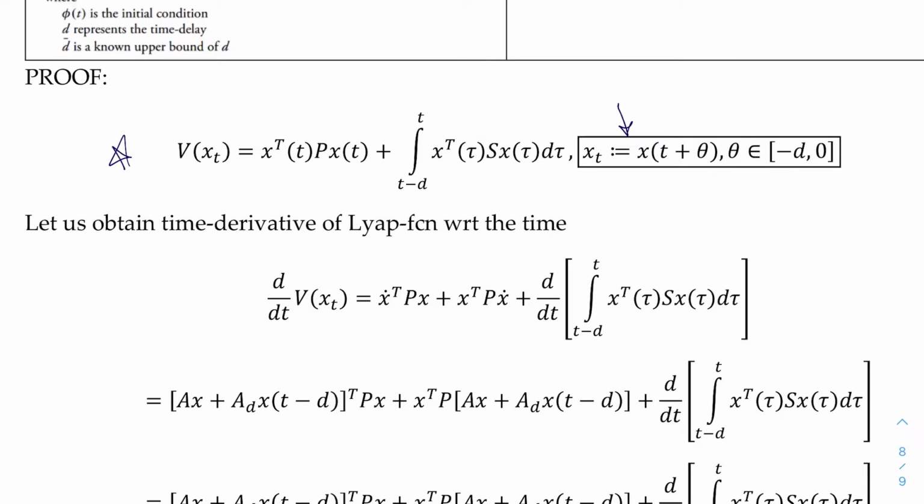Again, by the way, we know that since P and S also, P is positive definite and S is positive semi-definite, and due to that reason, we know that it is in fact positive definite. Okay, so now we need to determine if the derivative of the Lyapunov function is negative definite.